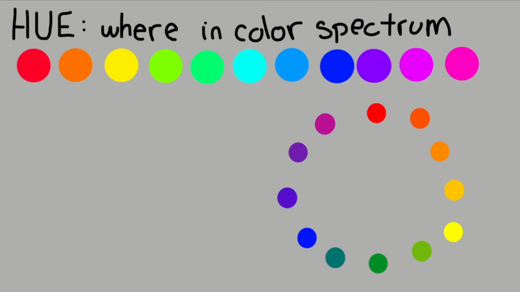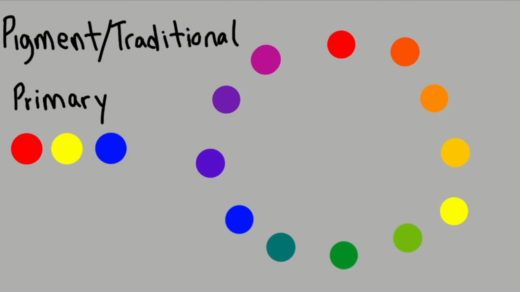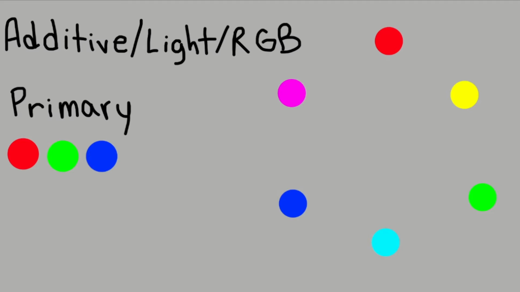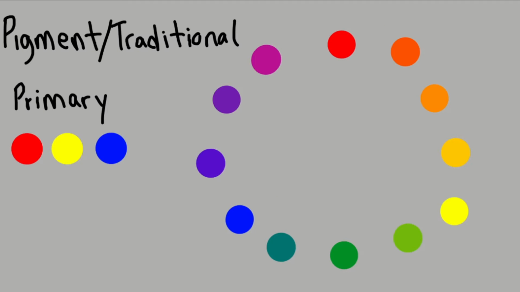orange, yellow, green, blue. There are different color wheels, first one being pigment or traditional, and the primary colors are red, yellow, and blue. There's also the CMYK, or printer, or subtractive. The primaries are cyan, magenta, and yellow, which CMYK stands for cyan, magenta, yellow, and the K stands for black. And then there's the additive, or light, or RGB color wheel, where the primaries are red, green, blue. Today we'll be talking about the pigment or traditional color wheel because that's what most people are familiar with.